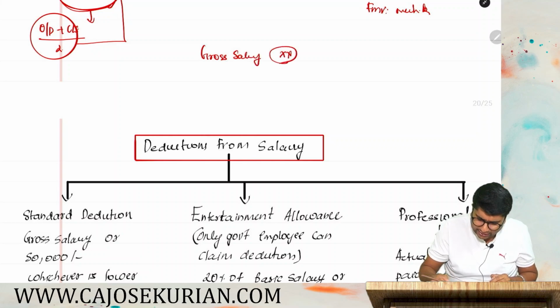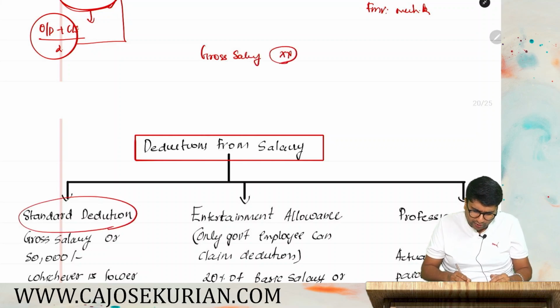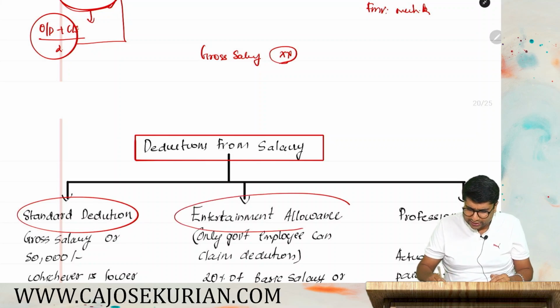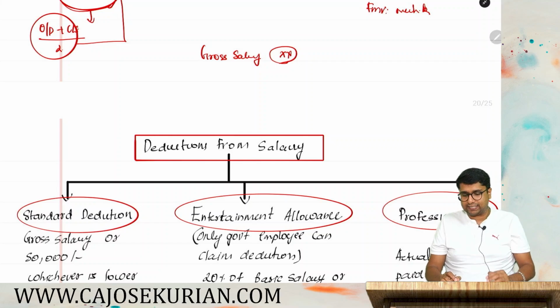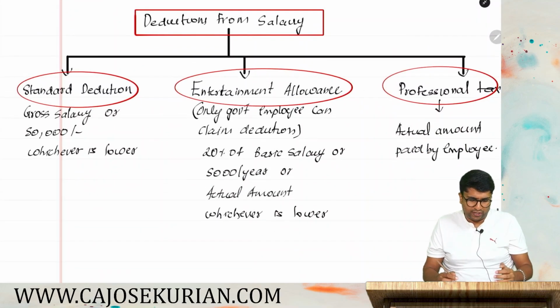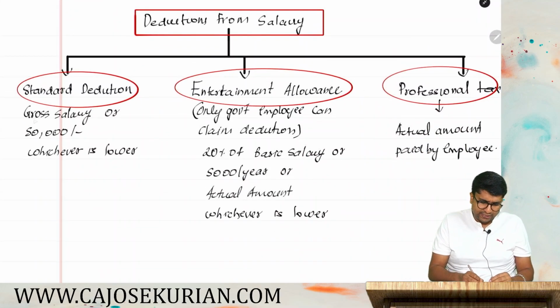From the gross salary, a person can claim 3 deductions. Number 1, standard deduction. Number 2, deduction for entertainment allowance. Number 3, for professional tax. Let's discuss each and every one by one. First one is standard deduction. Standard deduction shall be either gross salary or rupees 50,000, whichever is lower.